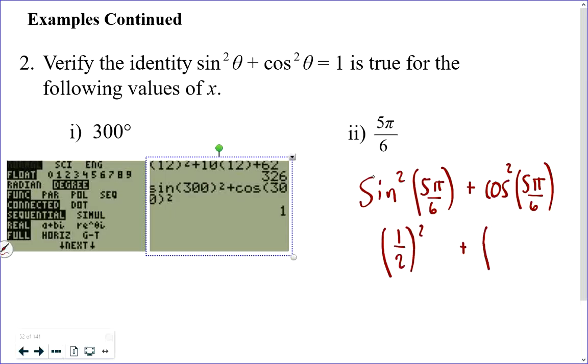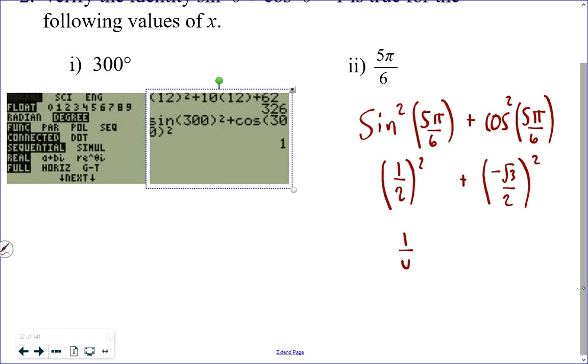What is the cosine of 5 pi over 6? Negative root 3 over 2, squared. So what do we get? 1/4 plus 3/4. The square of negative square root of 3 is positive 3, and the square of 2 is 4. So we're left with 1/4 plus 3/4, which is 1.